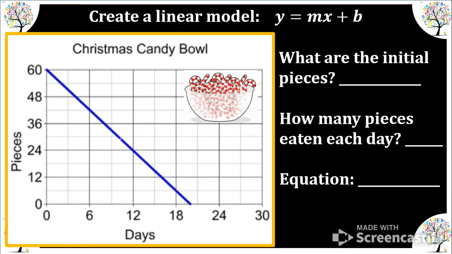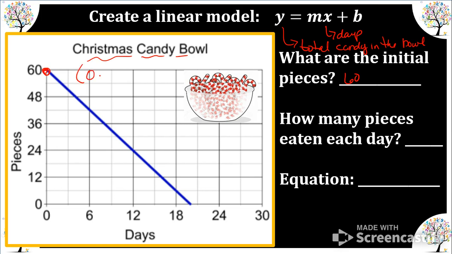Okay, let's go to our next example. Here we have the topic is Christmas candy bowl. Our x represents days and y is total, now this is important, total candy in the bowl, because on day 0 we have 60 pieces in the bowl. It's not how many that have been taken from the bowl. So we have 60 pieces that we're starting out with. That's the initial amount. How many pieces are eaten in a day?